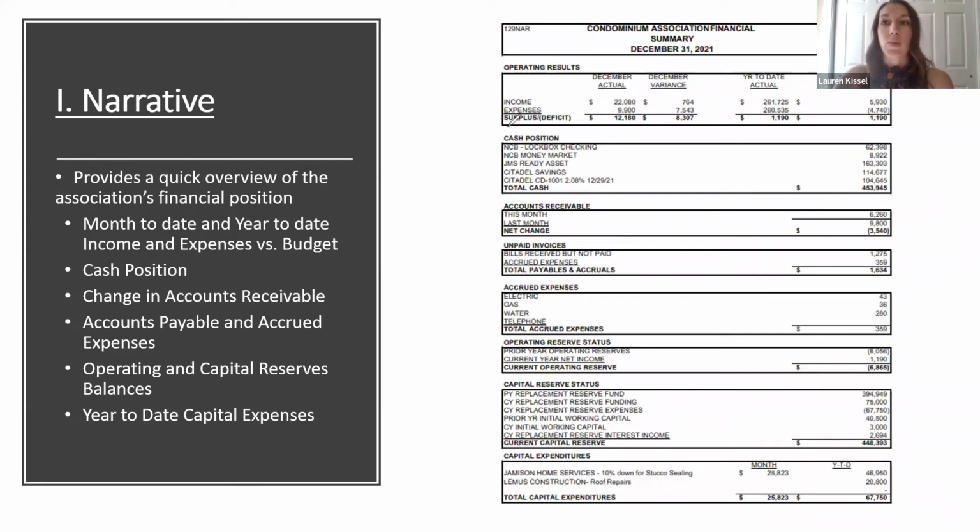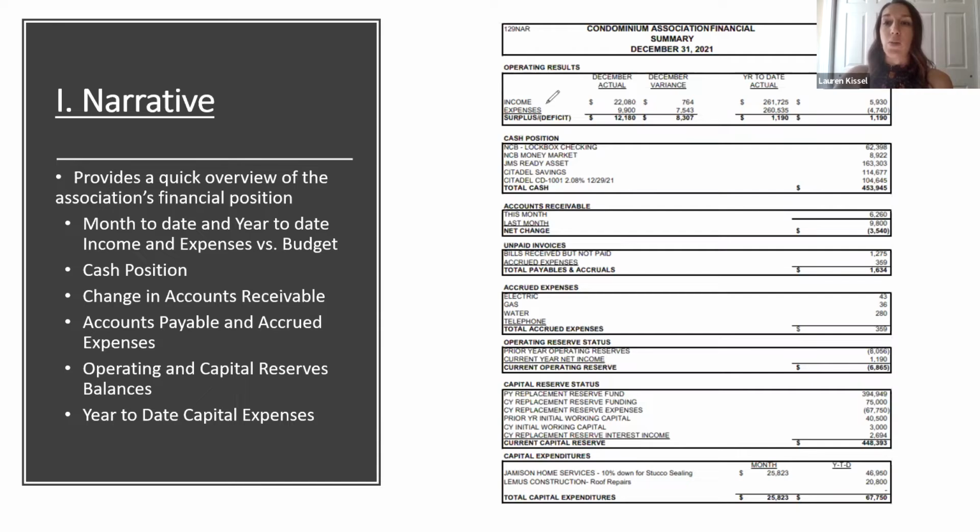So the first report that we're going to review is your narrative. The narrative really provides an overview of all of the different reports that are within your association's financial package. It gives you a snapshot of everything that's happening within your association. So we'll just start at the top and work our way down. The first section of the narrative is the operating results. Here you'll see your basic income and expenses, all lumped together.